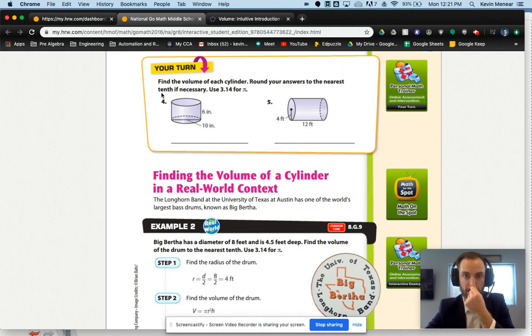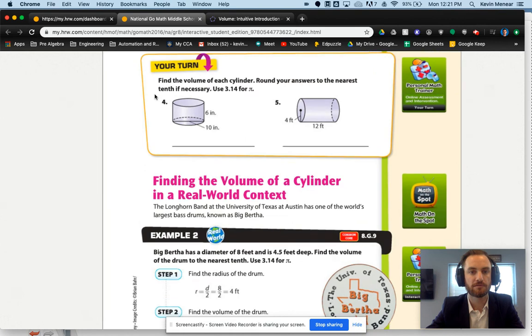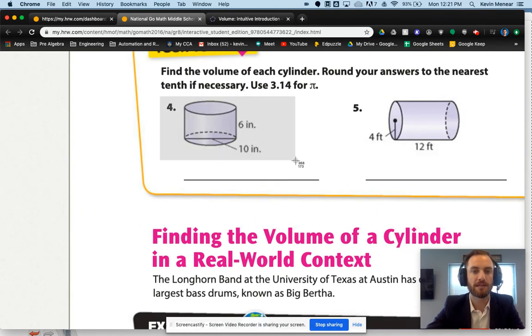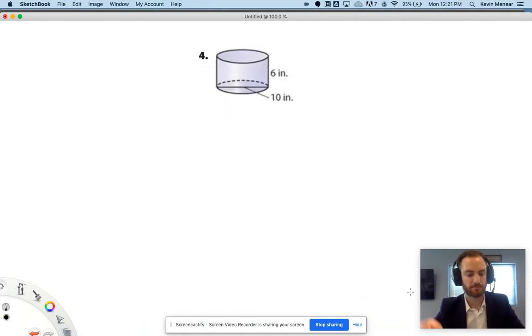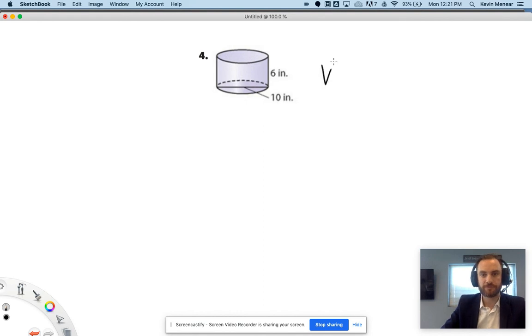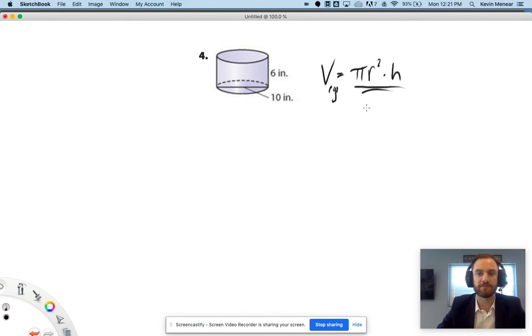Number 4 and number 5. We can work these out. I'm going to go ahead and work out number 4. Let's make sure we're being comprehensive in our approach. All right, volume of this cylinder. You could just say V. You don't have to say volume cylinder with that subscript. I like to do that because it reminds me of what I'm doing. It is again the area of the base times the height of the cylinder. But you know what? I don't have to do that every time. I can just say it's pi r squared times h.